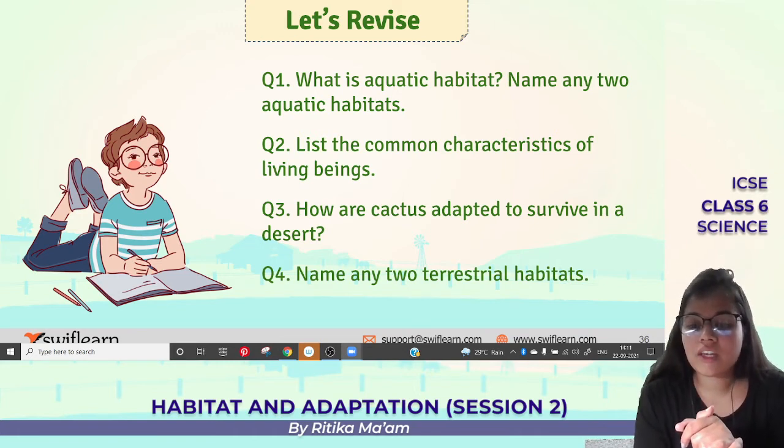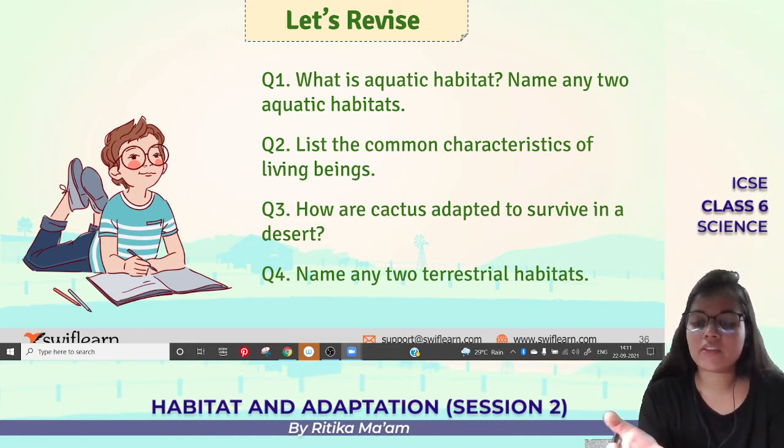And name any 2 terrestrial habitats. So all the habitats that we have above ground are known as terrestrial habitats, like we have grasslands, mountains, etc.